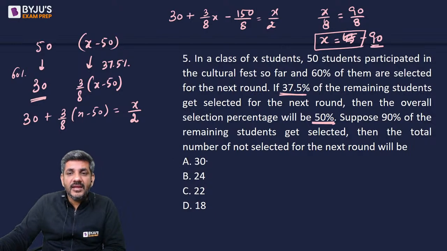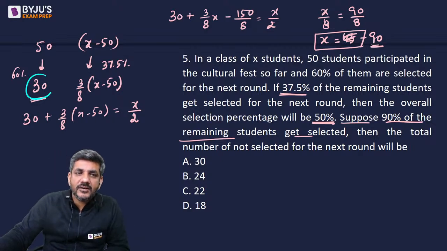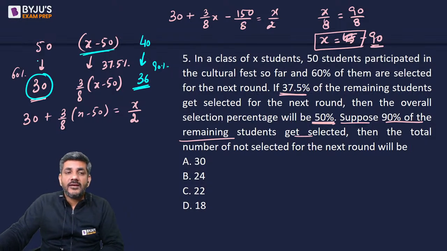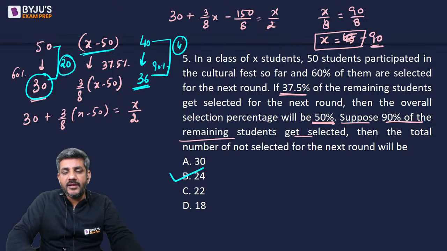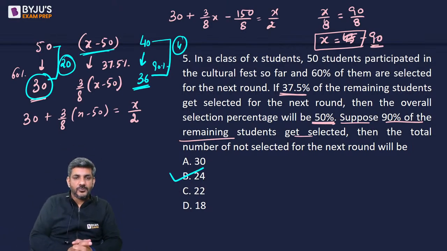Now that x is 90, suppose 90% of the remaining students get selected. From here 30 are selected, and how many remain? Total is 90 students, so the remaining are 40. He says 90% of them are selected, that means 36. So how many students are not selected? Students not selected here is 20. Students not selected here is 4. So not selected are 20 plus 4, that is 24. So option B is the correct answer for this question as well.